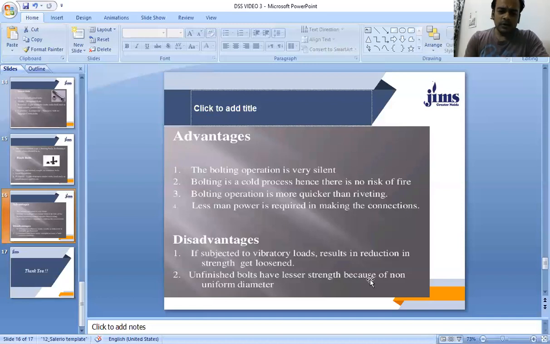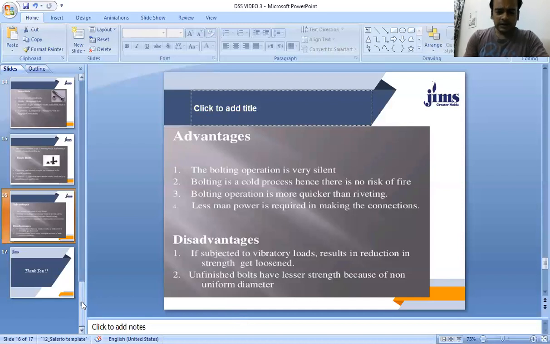Unfinished bolts have lesser strength because of non-uniform diameter. If bolts are not finished properly, there might be a chance that we do not have a uniform diameter, because threading was there. This was not a problem with the rivet, because the rivet was a small nail-like structure which is hammered from both sides, or from one side because the other side already has a head. So there is no such problem, no unfinished thing. So these are the bolt and rivet connections.